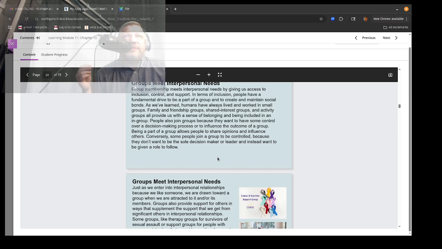People join groups because they want to have control over the decision-making process or influence an outcome of a group. Sometimes people join a group like the Rainbow Coalition or AFL, or we would join ACLU. We might join any number of, again, fraternities, sororities, right? But they also join sometimes for political reasons, which is why I brought up some of those early ones, because they believe that they're helping people.